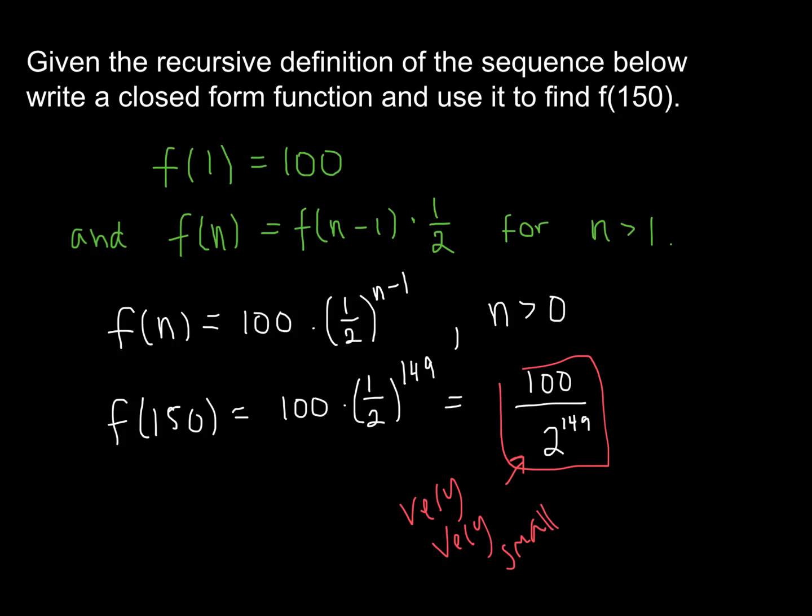All right, here it is. Notice that this is a geometric sequence. I'm multiplying by a half, that's the common ratio, and my initial value is 100. So my exponent will be n minus 1, because when n is 1, I don't want to multiply by 1/2, I want to multiply by 1. And so for 150, I get 100 over 2 to the 149th power. This is an incredibly small number because that is a huge denominator.